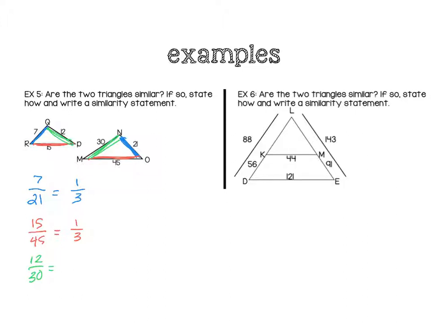If I divide 12 by 2, I get 6. 30 by 2, I get 15. 6 by 3, I get 2. 15 by 3, I get 5. So these are not similar.